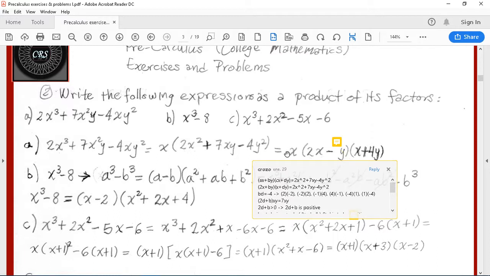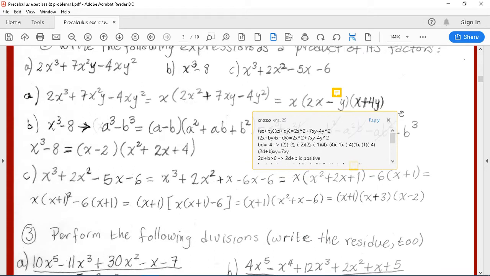So we have then that x times 2x minus y times x plus 4y are the factors of 2x cubed plus 7x squared y minus 4xy squared.